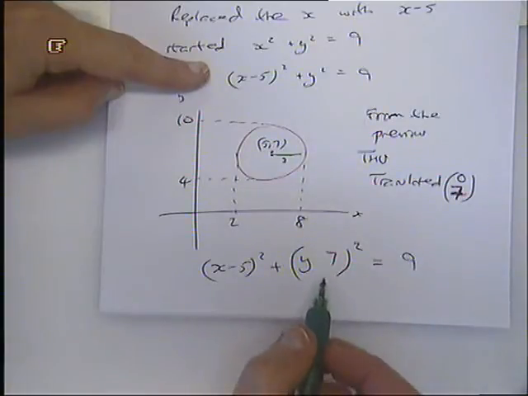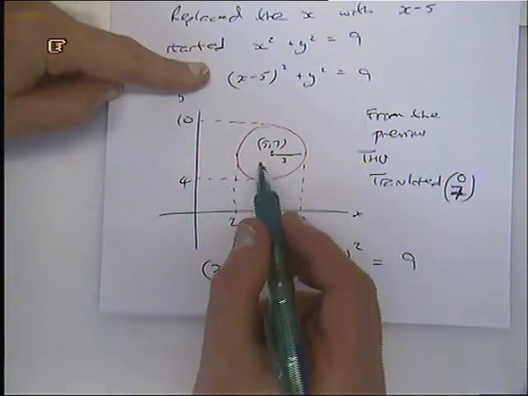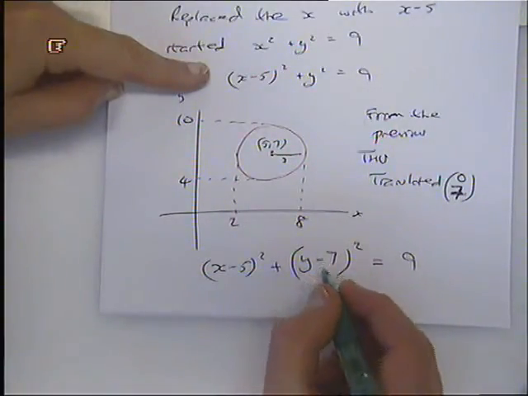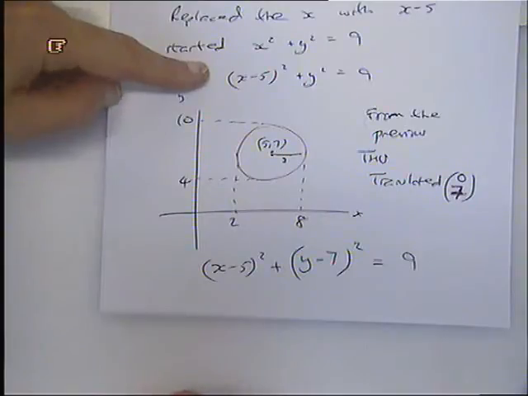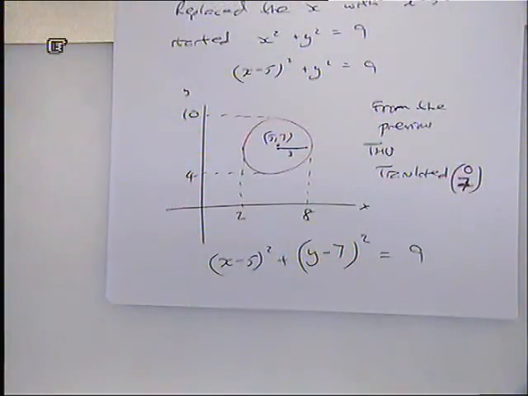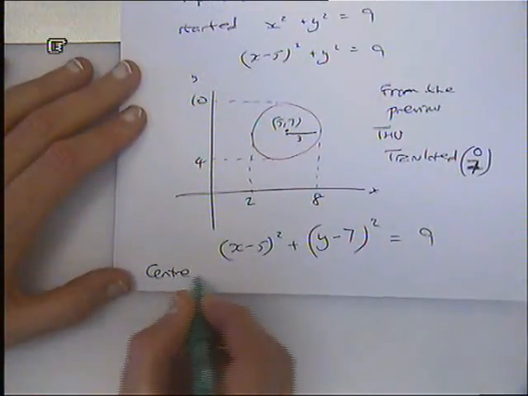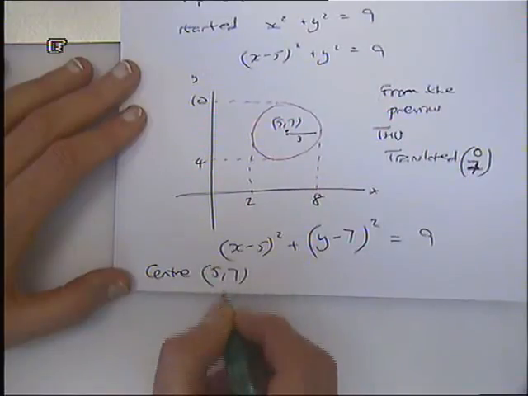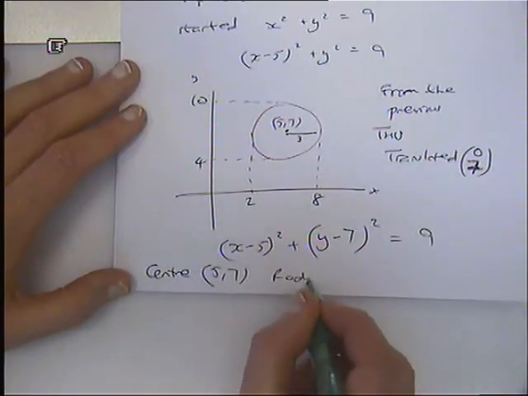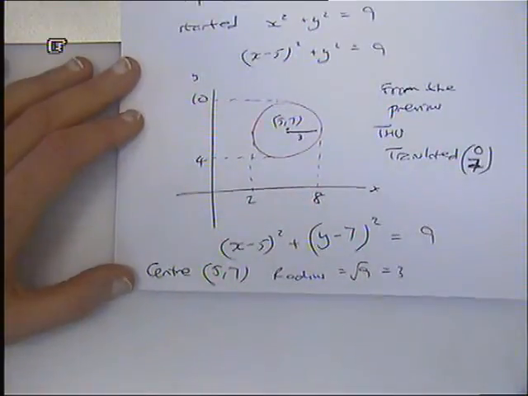But yeah, the thing here is, when we went right, we used a minus. When you go up, you use a minus. Okay, so it is a bit counterintuitive to start with. Okay, so that is the equation of that one. That one will be a circle where the centre is 5, 7, and the radius is the square root of 9, in other words, 3.